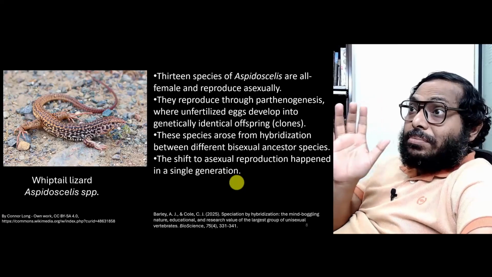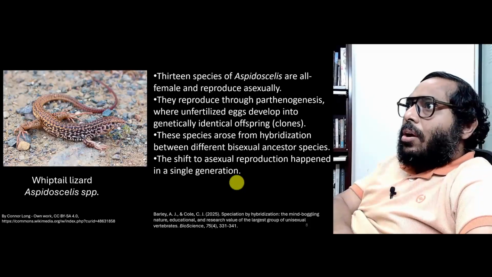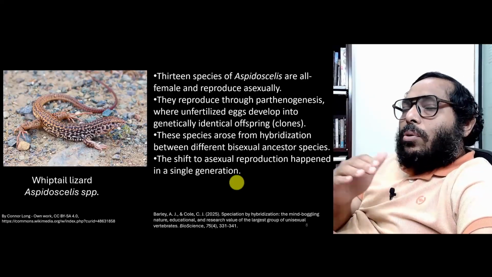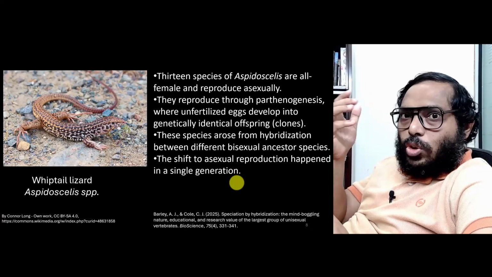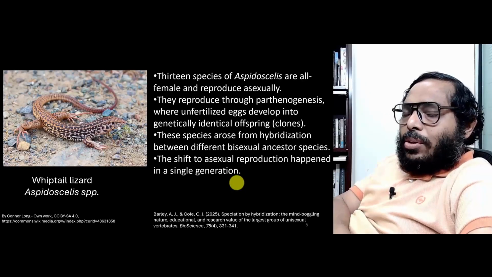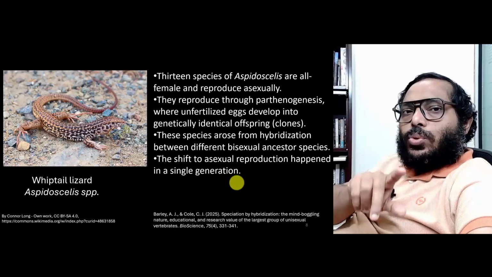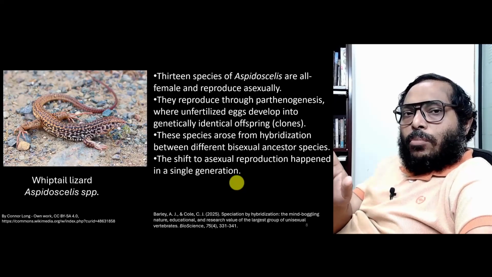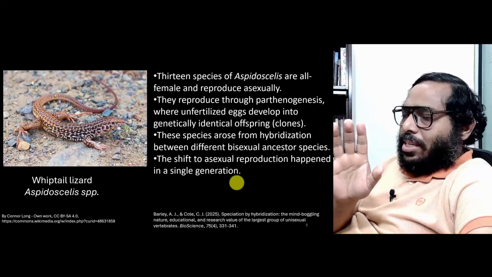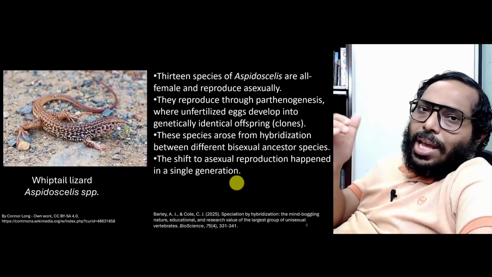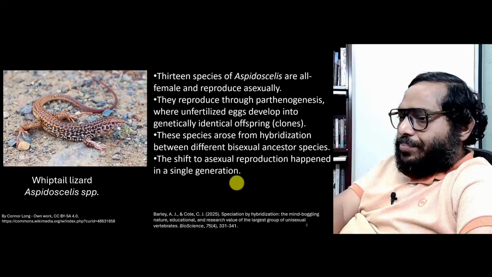Okay. So, this is fascinating because of course, one expects the difference between asexual and sexual reproduction to be huge, but you can go from a sexual mode of reproduction to an asexual mode within one generation of hybridization. That is something that personally I have always found to be mind boggling.